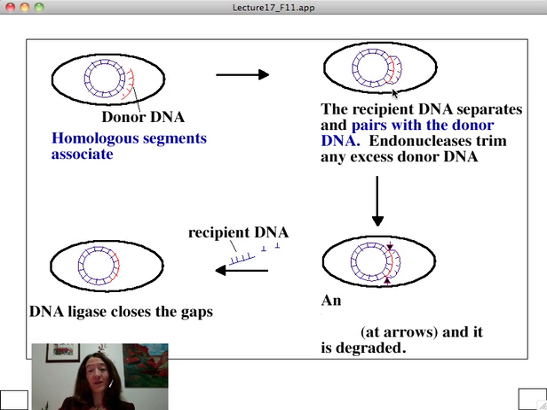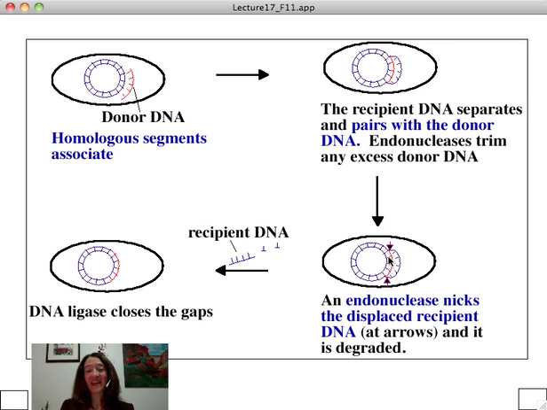From there, the only step left is to get rid of that original DNA. So an endonuclease, right? It's called an endonuclease because it's not chewing from the end, it's chewing from the middle. So it's going to break these bonds and release this region of the recipient DNA, and it's going to get degraded. We see an endonuclease nick and displace, it'll be basically lost, and the red DNA will replace it.